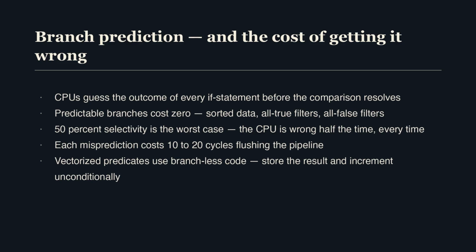50% selectivity on random data is the worst case. The CPU is wrong half the time every time. DuckDB's vectorized predicates avoid this entirely by using branch-free code. The loop always runs, no conditional jump, nothing to mispredict. Same result, none of the cost.